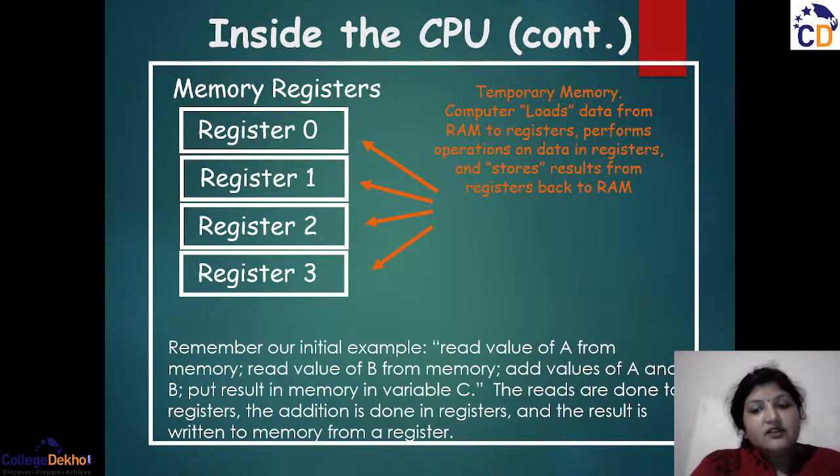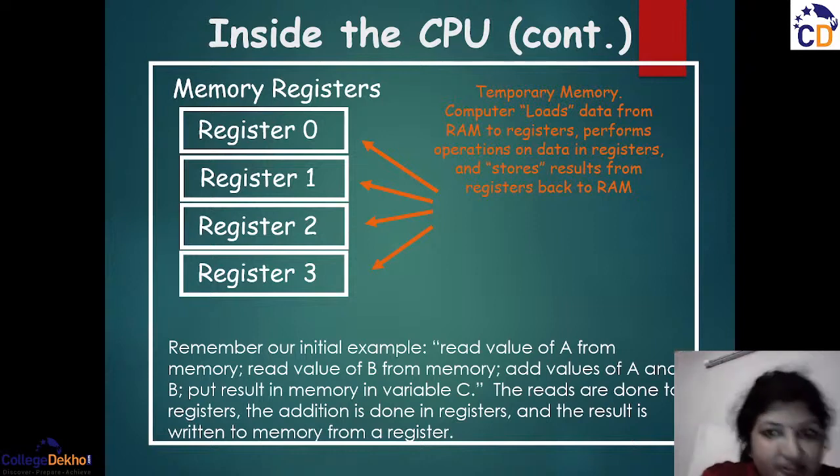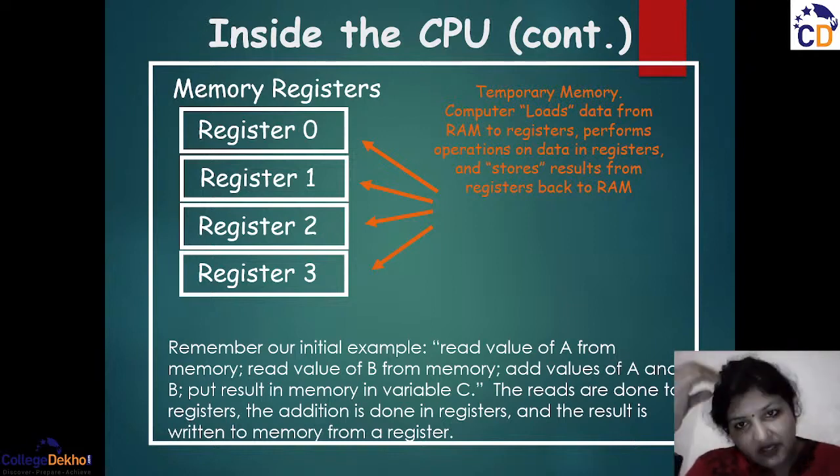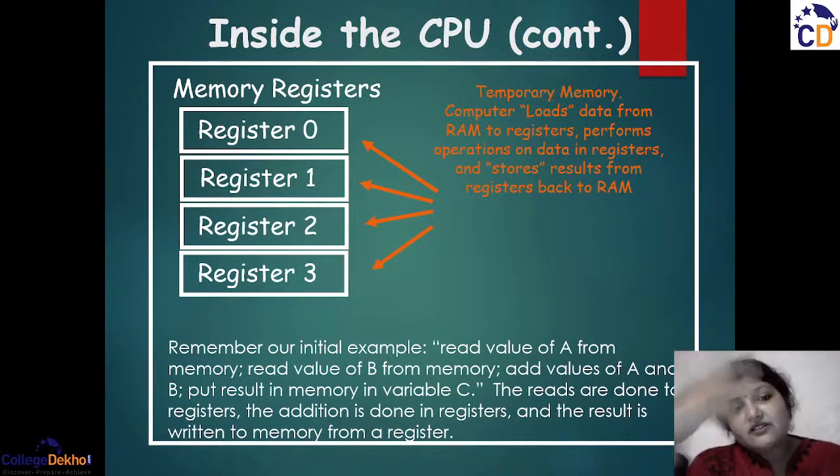The reads are done to registers. So what is the role of these registers? Basically for performing any operations, right? And then we are getting the result and then putting that result in the main memory itself. So we are taking the inputs from the main memory, and then after processing in the register, we are putting those results into the memory itself.